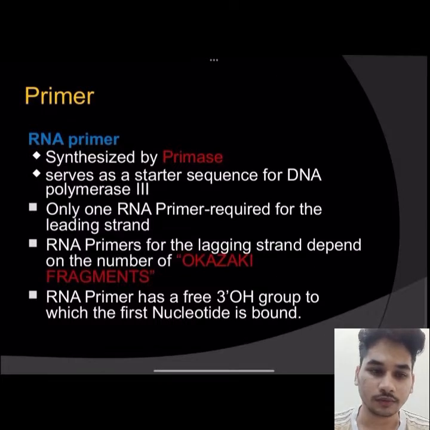So primers. RNA primers are synthesized by primase. It serves as a starter sequence for DNA polymerase 3. Only one RNA primer is required for the leading strand. RNA primers for the lagging strand depend on the number of Okazaki fragments. RNA primer has a free 3'-OH group to which the first nucleotide is bound.